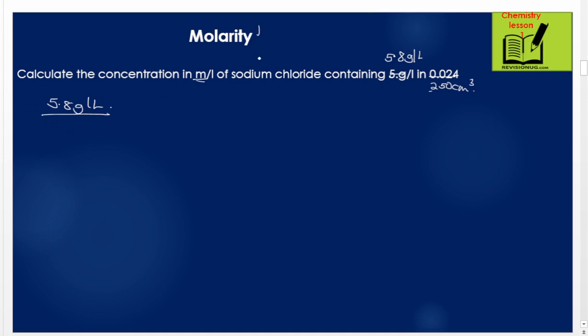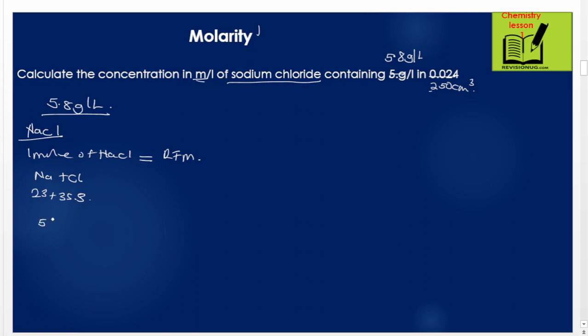Now what is the substance? The substance is sodium chloride. One mole of sodium chloride is equivalent to its relative formula mass, right? Let us first get its relative formula mass: sodium plus chlorine, 23 plus 35.5, which is 58.5 grams. Therefore 1 mole of sodium chloride has a mass of 58.5 grams.